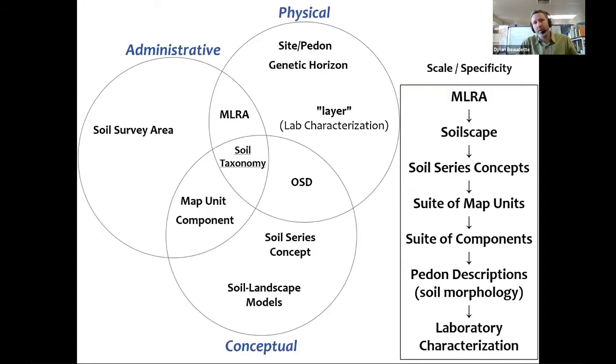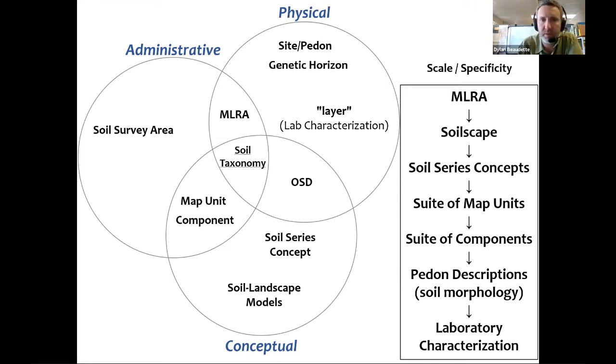Boiling this all down, soil survey in the United States is kind of an interface of a couple different things. It's not just a scientific product. It's this sort of messy mixture of administrative boundaries, physical entities, things that are measured or estimated, and conceptual devices, things like soil landscape models or the soil series concept. These are incredibly useful concepts, but they don't necessarily relate perfectly to, say, laboratory characterization data that have been derived from a 50 centimeter or a 10 centimeter slice of data.